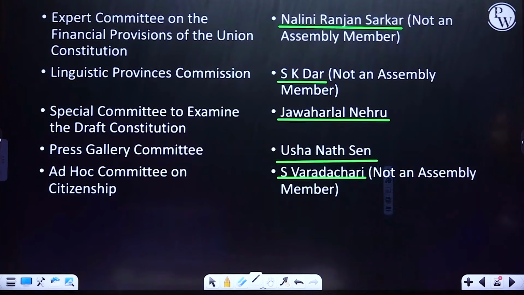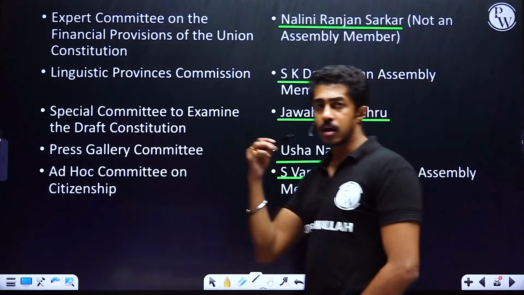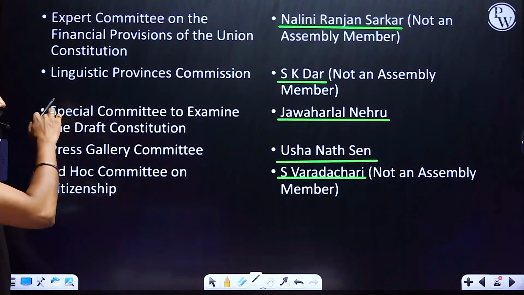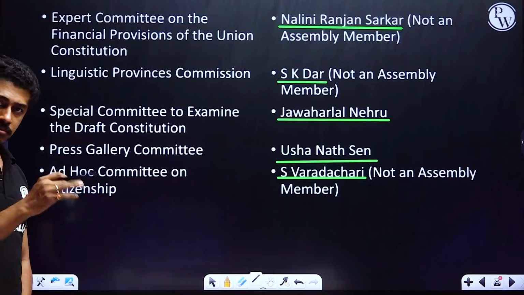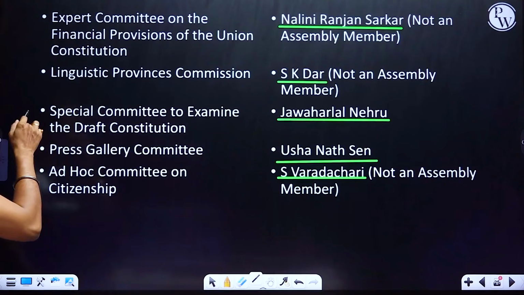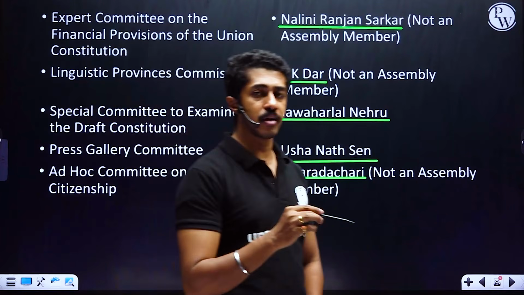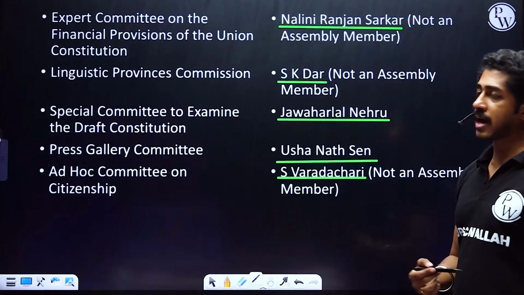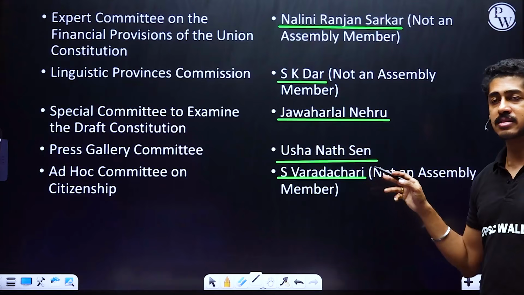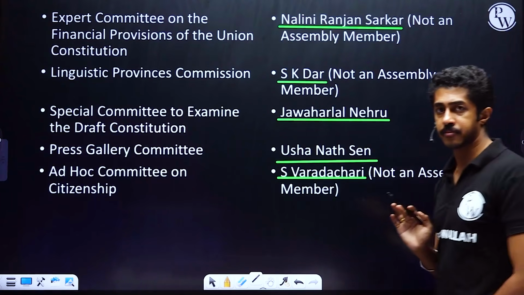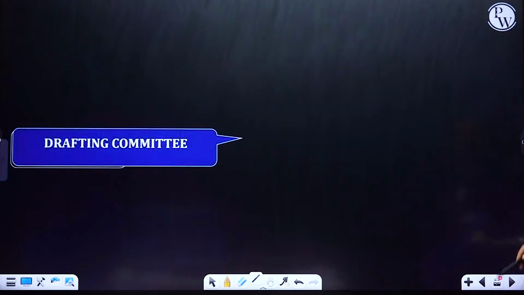So, Expert Committee on the Financial Provisions of the Union Constitution, Nalini Ranjan Sarkar. Linguistic Provinces Commission, S.K. Dar. Special Committee to Examine the Draft Constitution, Jawaharlal Nehru. Then, Press Gallery Committee, Usha Nath Sen. Ad hoc Committee on Citizenship, S. Varadachari. All right, moving on.